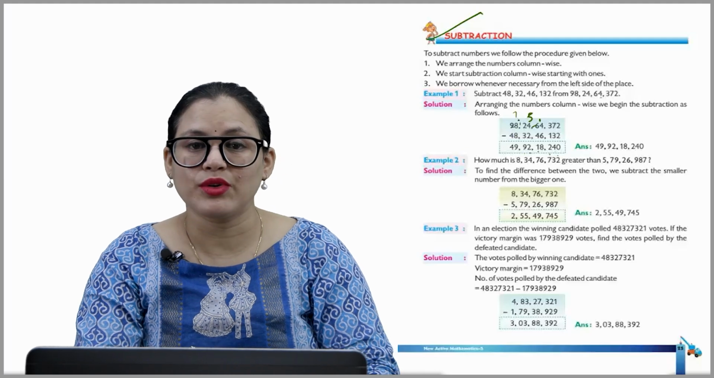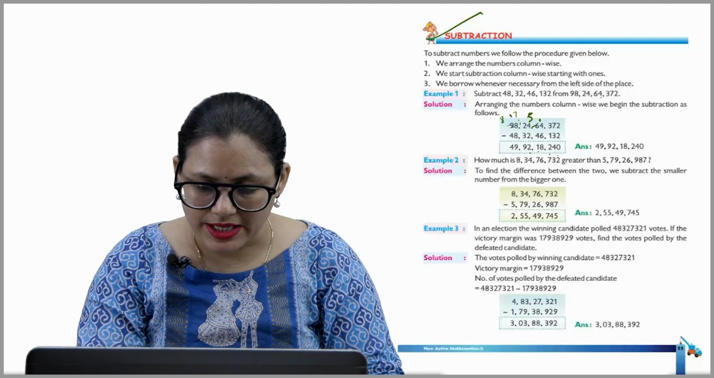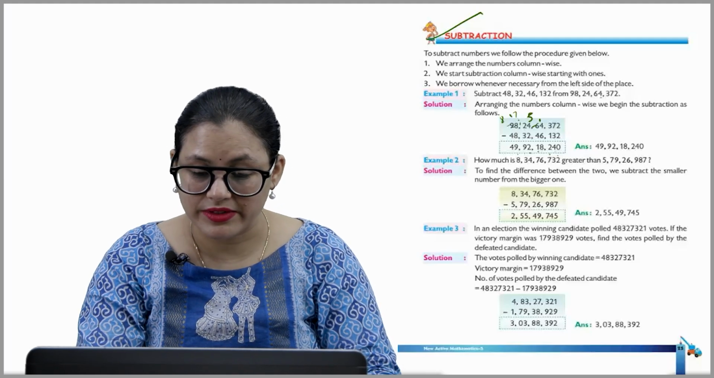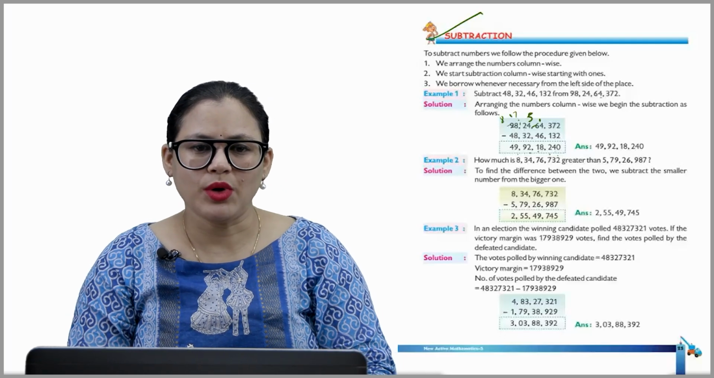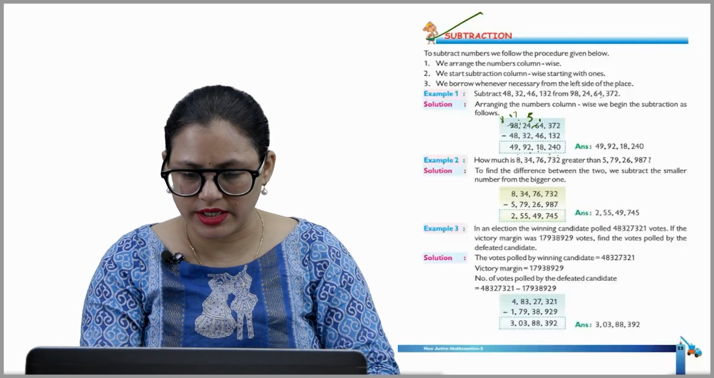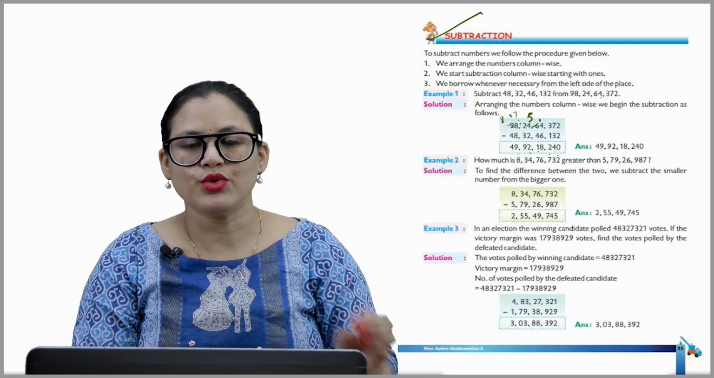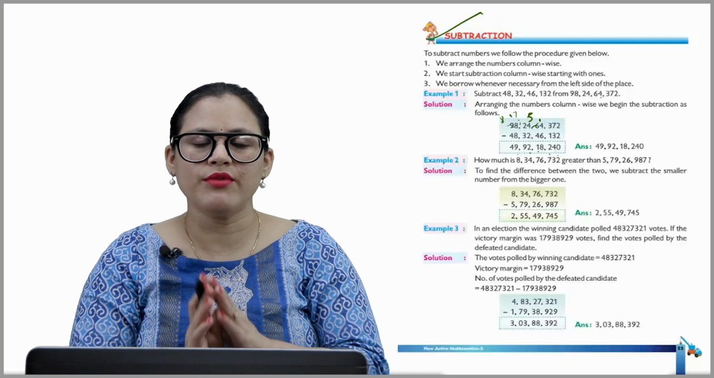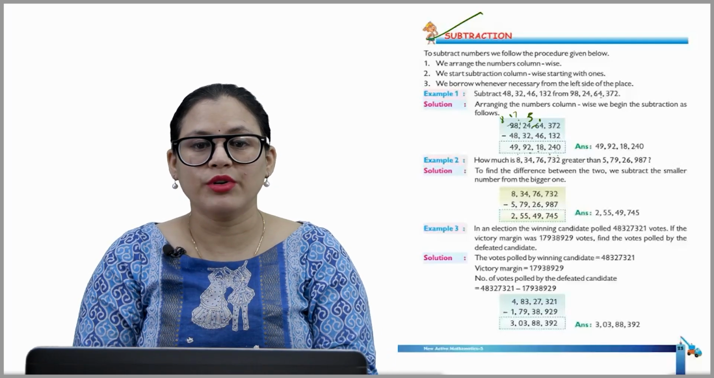8 is greater than 7, you cannot subtract, then borrow from here. 17 minus 8 is 9 and then 8 minus 4 is 4. Okay. Example 2, how much is this number greater than this number? To find the difference between the two, we subtract the smaller number from the bigger one. Whenever we need to find the difference, we always subtract a smaller number from the bigger one.